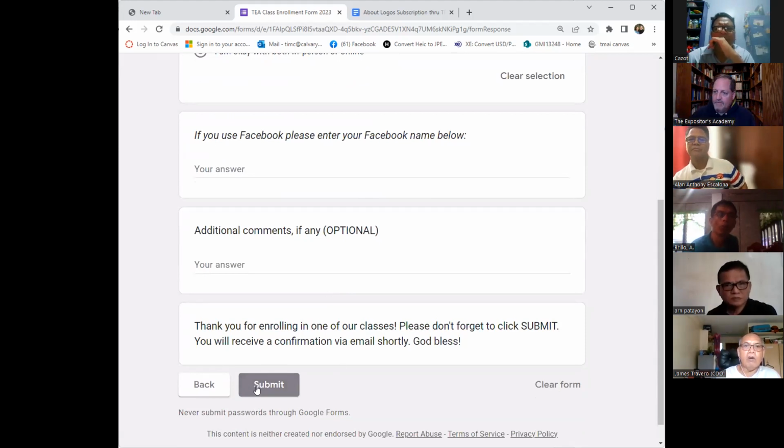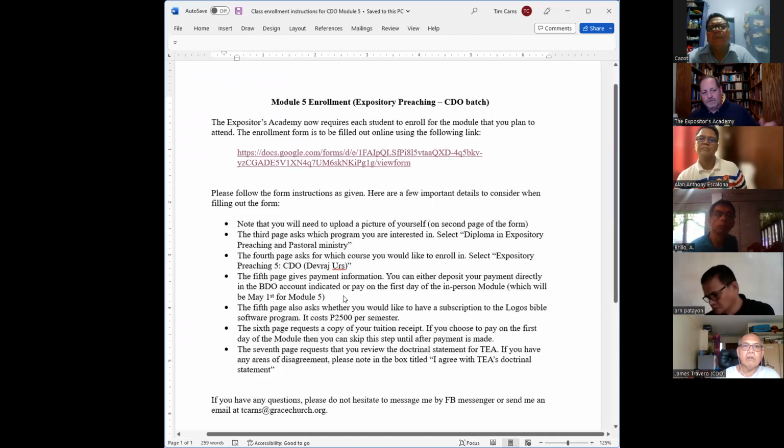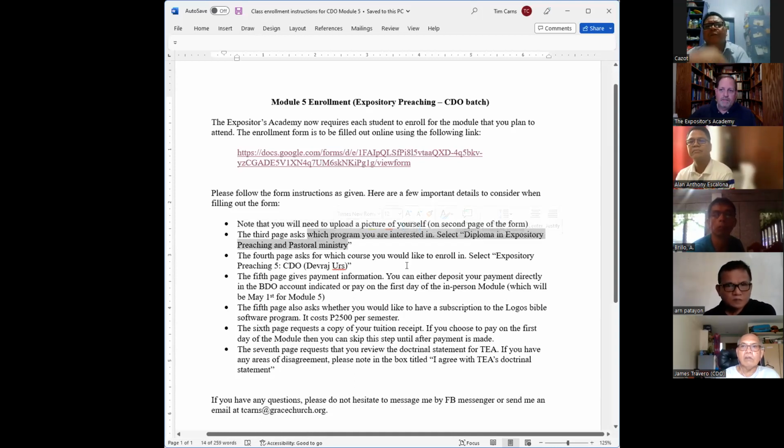So hopefully that makes sense. I did put in writing some of those specific details as you're going through the form. So as you go through it, if you look at something and you forgot how to do that, I might have a note here that will tell you what to do. If you get stuck, just message me, let me know, and I'll help you with that.